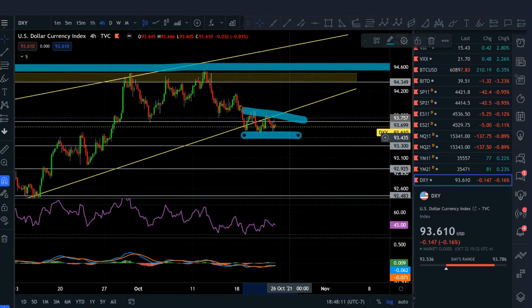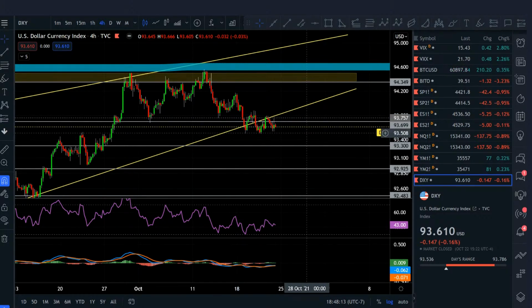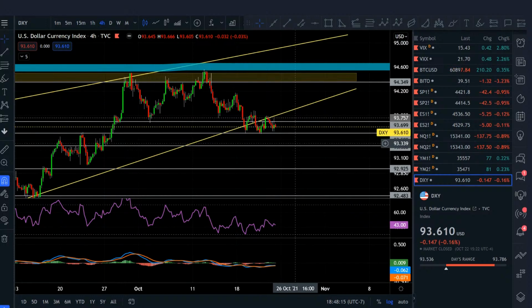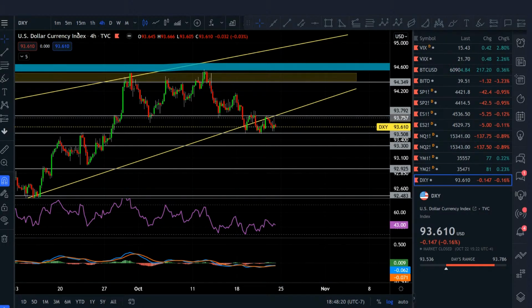So on DXY, I would just watch for 93.50 to the downside and 94 to the upside. Just play these two levels on DXY. I'll just watch those two.